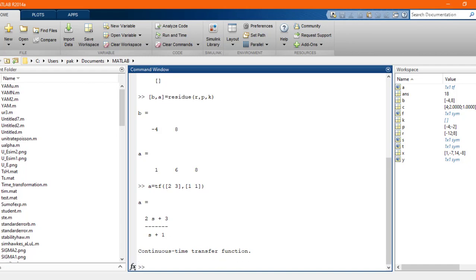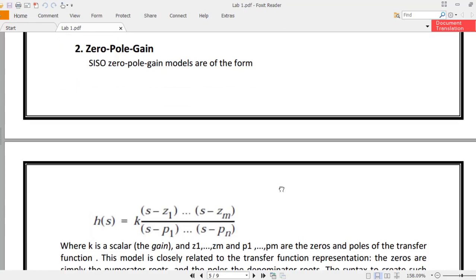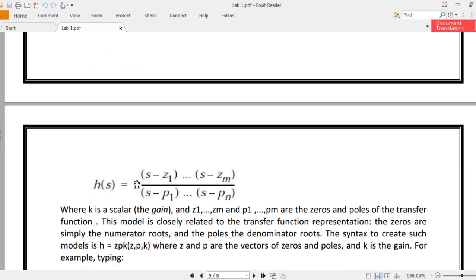Now what about the ZPK, zero pole gain transfer function? ZPK transfer functions are of the form given over here, where there can be a DC gain like 5, 4, 10, 20, 100 or any other value, and then there are the zeros. Zeros are the points of the system where the system gets a zero value, and the poles are the roots where the rational expression would go to infinity.